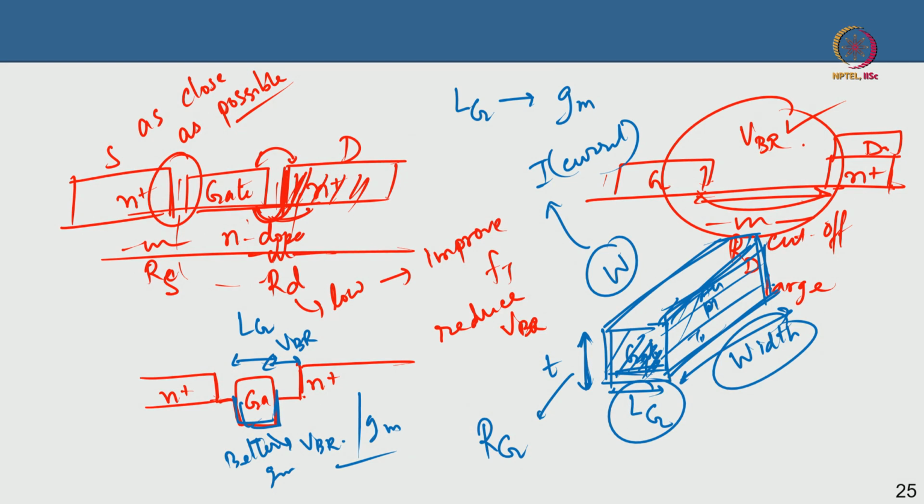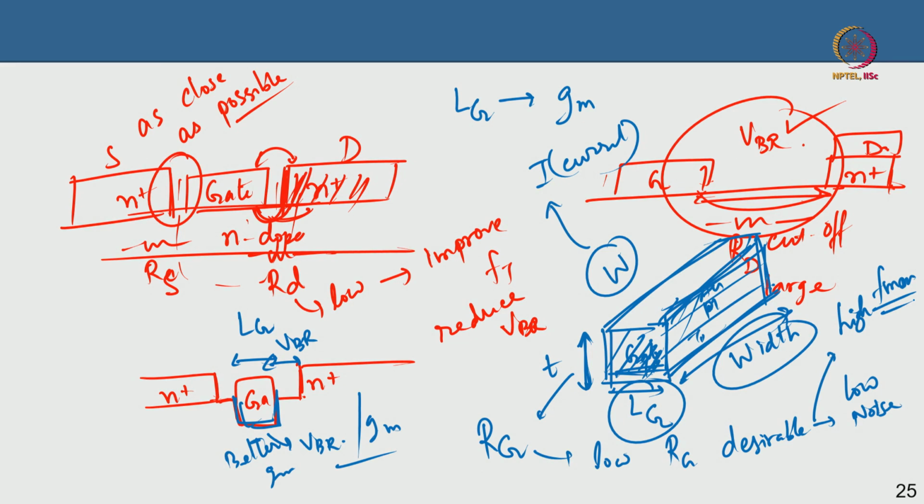Gate resistance needs to be as low as possible because it is a parasitic, essentially. A low gate resistance is highly desirable for better noise, which means low noise, and also for a high cutoff frequency, called Fmax, the oscillation frequency. I will come to that very soon. To improve the high frequency performance and to make the noise lower, your gate resistance should be as low as possible.